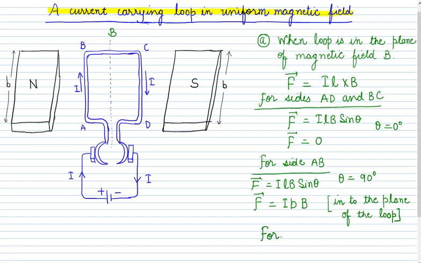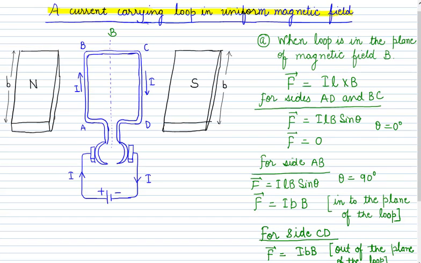Similarly, if we calculate for side CD, then force F = I L B sin theta. Here again theta is equal to 90 degrees. So again we get I, small b and capital B, because this will also have the length small b. So the force on AB and the force on CD are the same. They are both I b B. But for side CD, if you calculate the direction, the force is out of the plane of the loop.